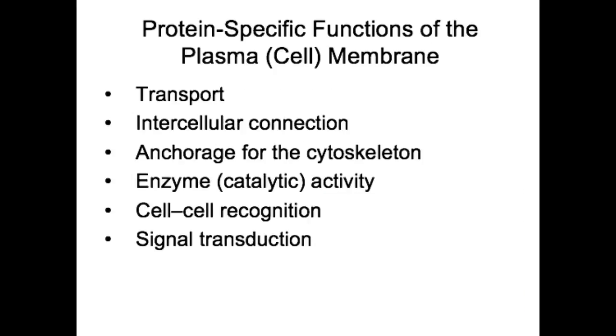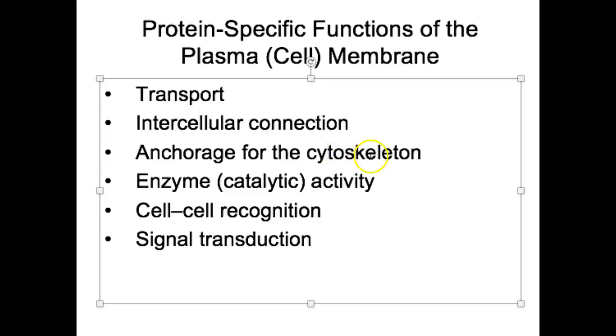So some of these proteins will aid in transport. Maybe we need to move ions from one side of the plasma membrane to the other, inside the cell to outside, or outside to inside. Maybe there's a connection to the inside of the cell. Maybe we're anchoring the cytoskeleton. So the cytoskeleton, the cell skeleton, the structure of the cell, the thing that makes the shape of the cell, it's actually going to be all the way throughout the cell.